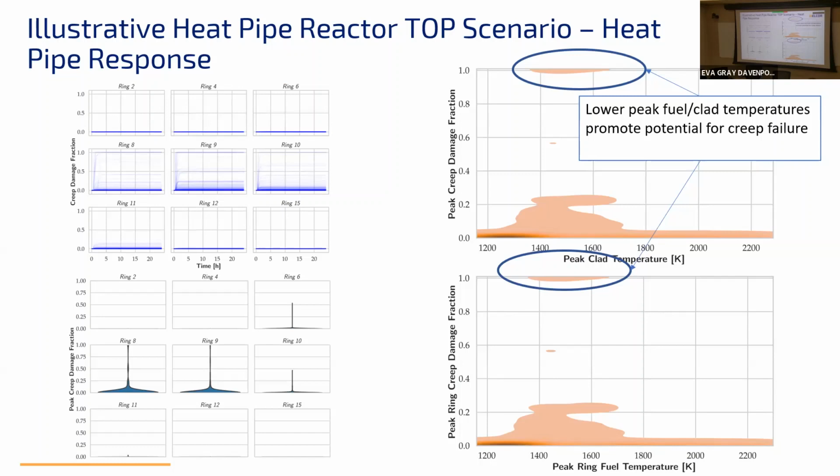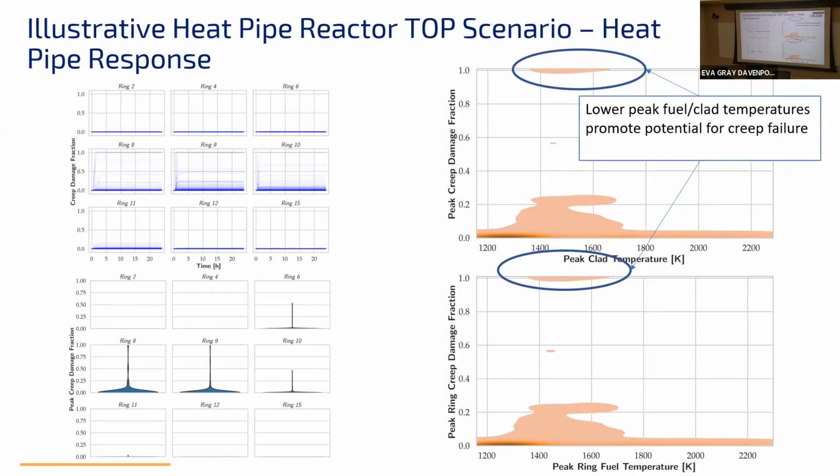But we were actually able to see that there's an interesting bifurcation that occurred in these heat pipe reactors, in which you can get situations in which you actually don't necessarily fail. You actually have lower temperature fuel.